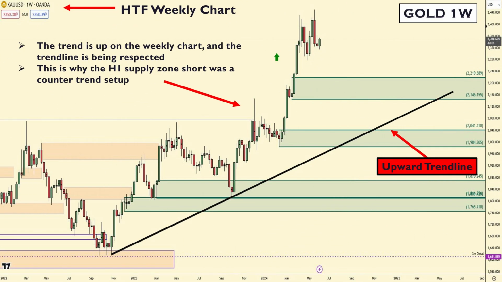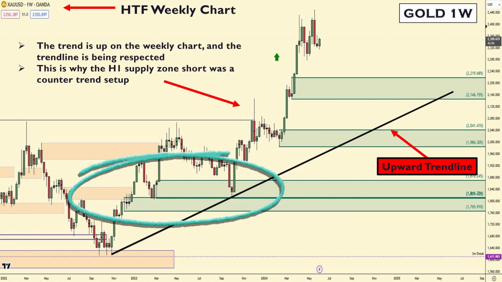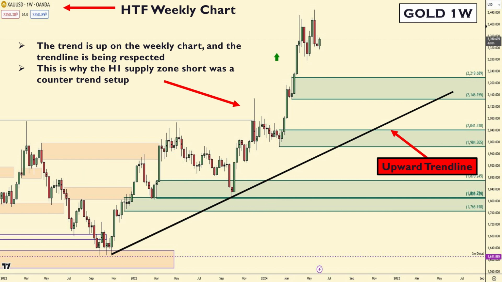So here we have a screenshot of the higher time frame chart. In this instance, it is the weekly chart. It can also be the daily chart, which we are going to touch on in a bit. But in this instance, this is the weekly chart. And you can clearly see we have an upward trend here on the weekly chart. The upward trend line is clearly being respected. You can see we have not only the upward trend line being respected, but we have demand zones being respected, and we have supply zones being removed, which indicates basically an uptrend on this weekly chart. And this is in fact why the H1 supply zone short trade that we took was a counter trend setup.